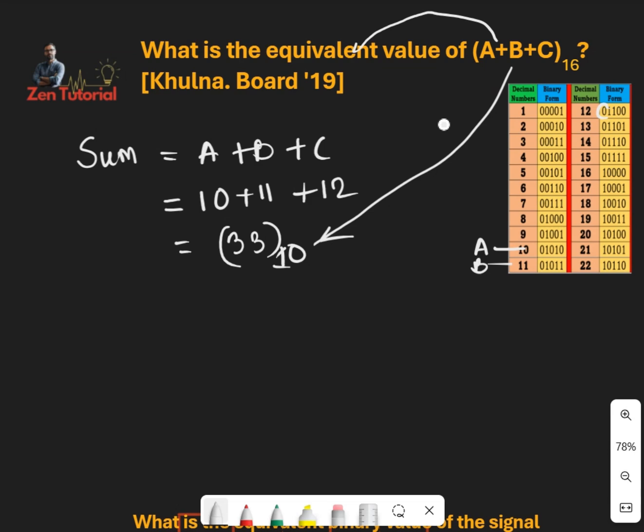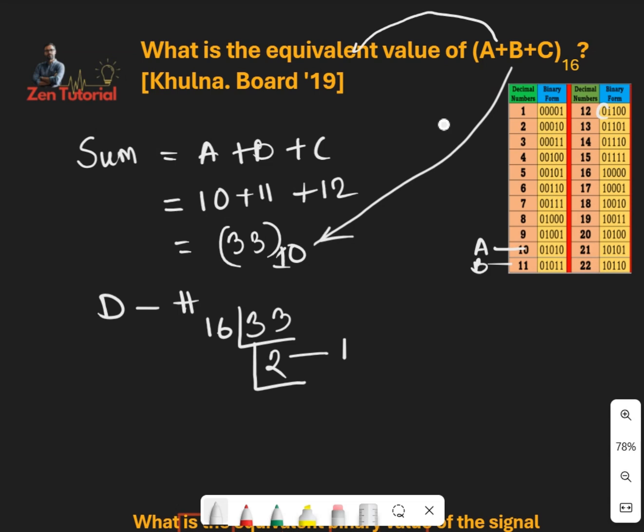Let's convert from decimal to hexa of 33. What do we have to do? This 33 needs to be divided by 16. So it will be 2, so the remainder will be 1.